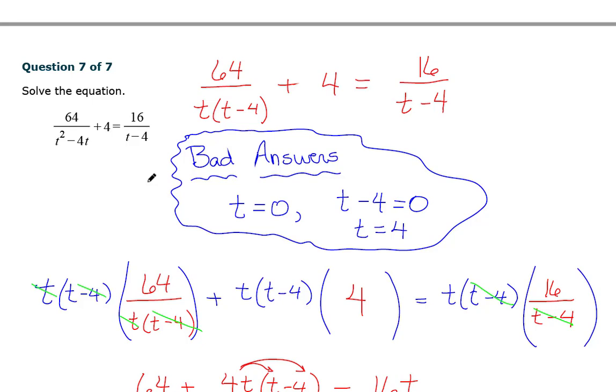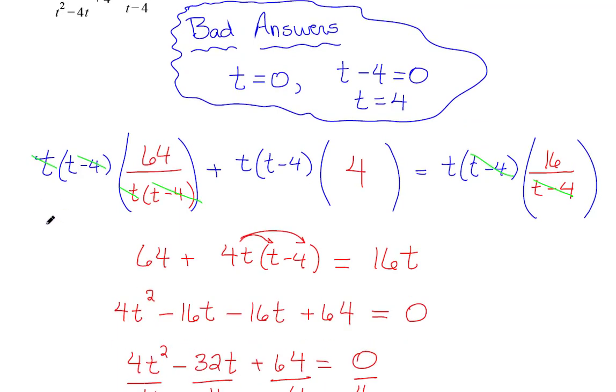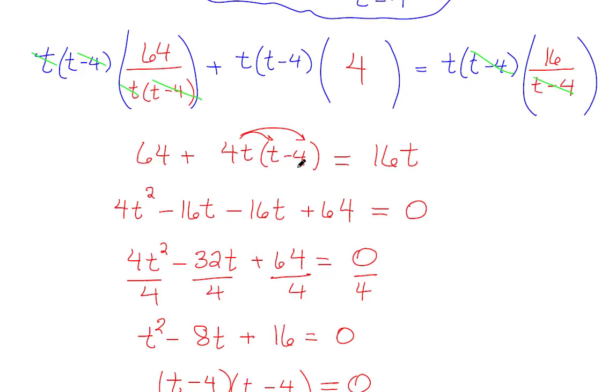All right, so I go through our process of trying to cancel denominators. So let's see. Multiply t minus 4 all the way across. In the first piece, everything goes, and I get a 64. Middle piece, nothing goes. I get 4t minus 4. And on the right, t minus 4 goes, and I get a 16t. All right, let's clean this up, see what happens.